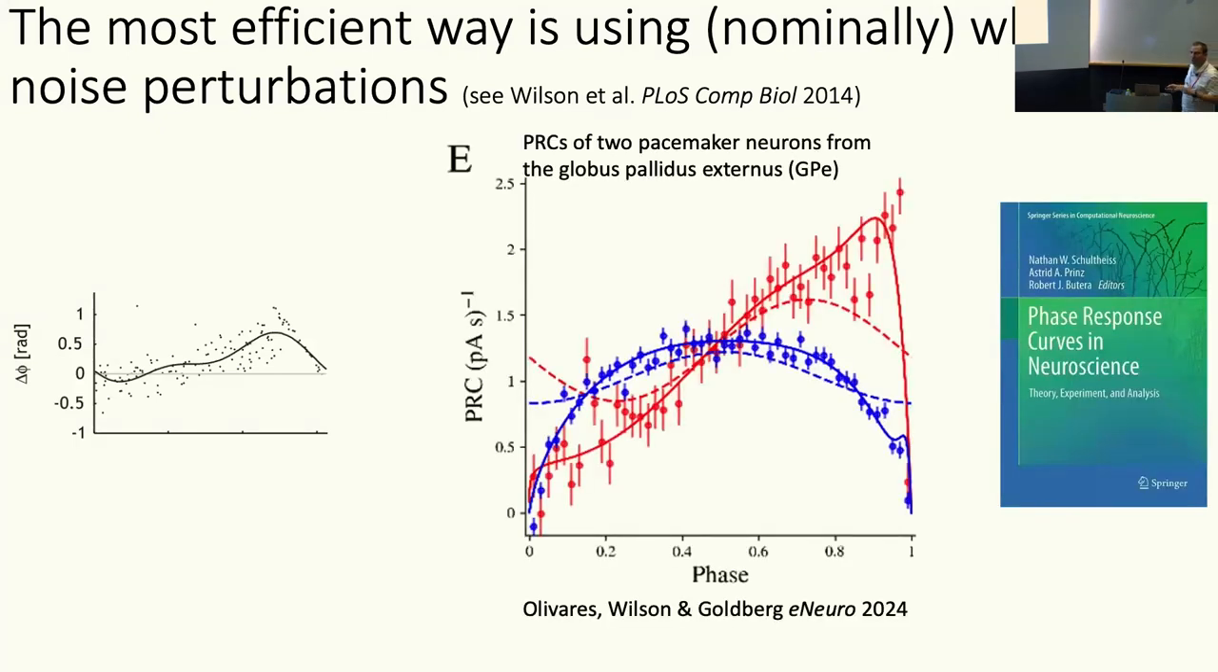So people have developed another method: to inject the neuron with white or nominally white noise, a Gaussian kind of current or conductance. And then it becomes a regression problem. You can actually regress the shape of the phase response curves. And these are two GP, globus pallidus neurons that were recorded by Charlie Wilson in his own lab in Texas. And I'll show that in a moment. These are actual phase response curves that he recorded from two different GP neurons. So there's this heterogeneity in the shape of their phase response curves.